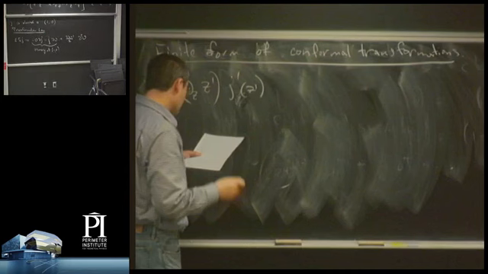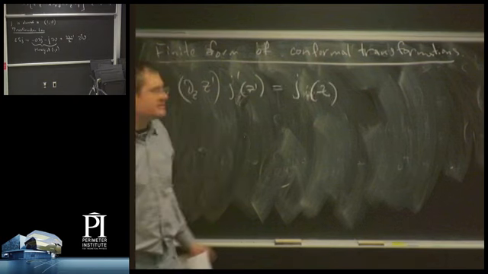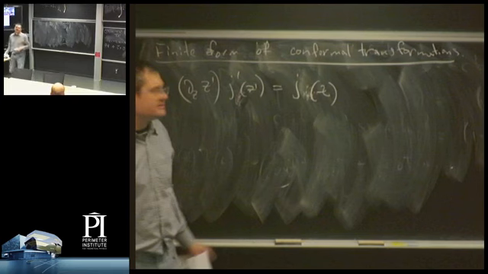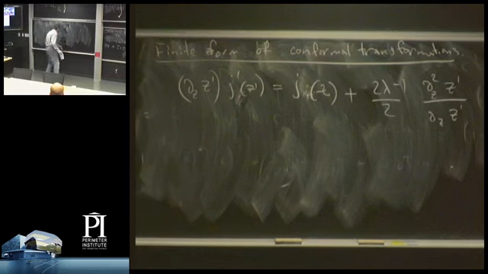Conformal weights 1, 0, and the other piece is anomalous, and so as a result, if we have finite conformal transformations, there will be an additional piece, something like a Schwarzian derivative in the context of finite transformations of the stress energy tensor. And so let me just write it down. So the finite form of conformal transformation.